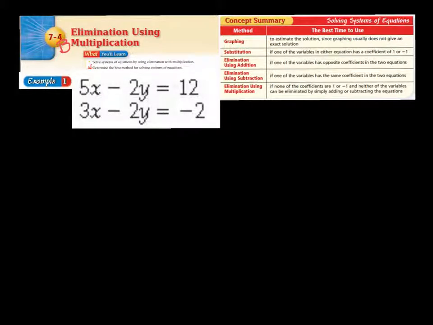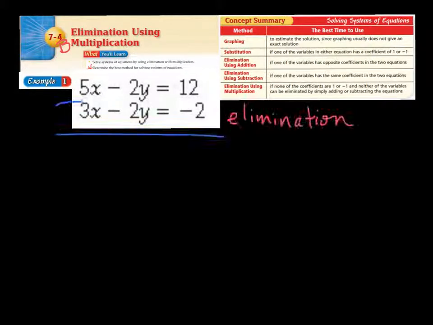Okay, I have coefficients. These are different, but these two are the same. So this would be a perfect time to use elimination with subtraction because the coefficients are the same. So if I subtract 5x minus 3x, I get 2x. My y's cancel out. -2y minus -2y is no y. And 12 minus -2 is the same as 12 plus 2, which is 14. Then I can divide both sides by 2, and I have my x.